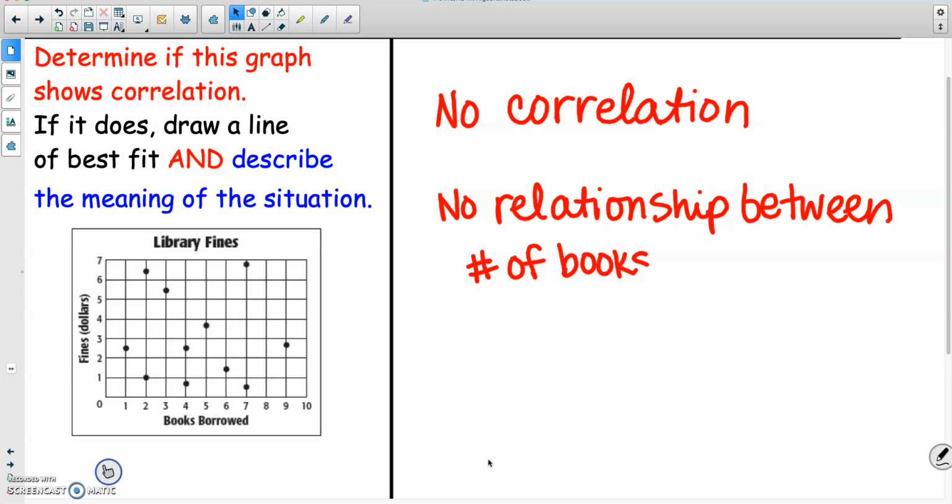Think about when you borrow books at a library, you don't always get a fine. The fine is if you damage them or don't return them.